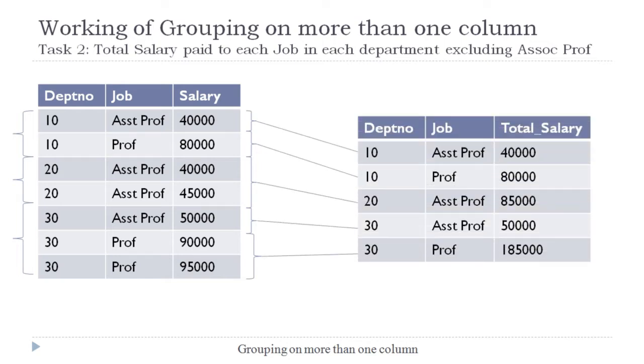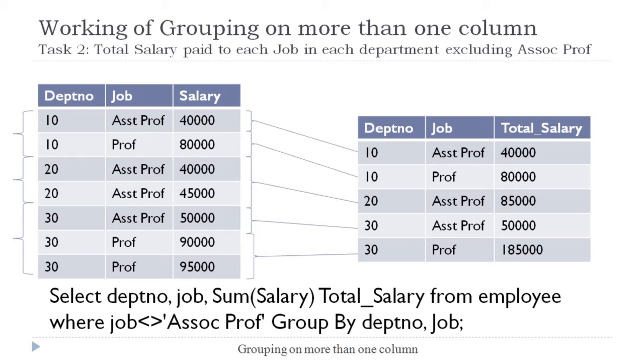After having each subgroup, sum salary function will be applied on subgroups as shown here. And the query to perform this task will be select department number, job, sum of salary from employee, where job is not equal to associate professor, group by department number, job. Here, where clause has been added to remove undesirable records before group by. And in this case, grouping is performed on two columns, first on department number, and then within each department number, grouping is performed on job field.